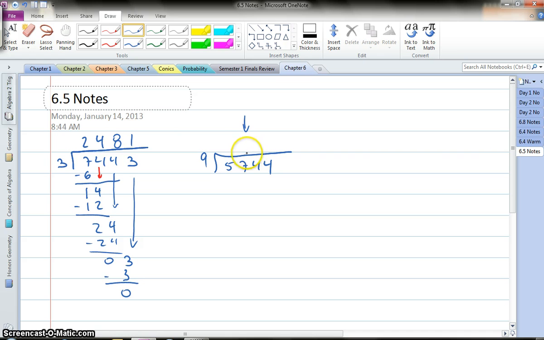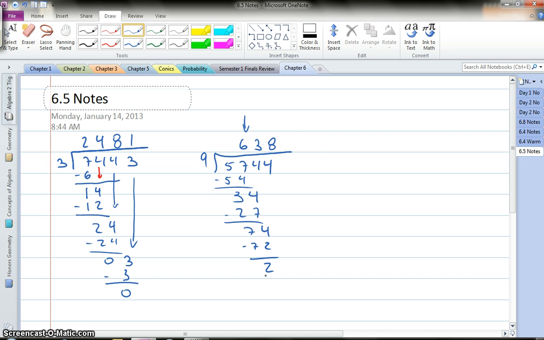9 goes into 57 6 times. 6 times 9 gives me 54. When you subtract, you get 3. Bring down your 4. 9 goes into 34 3 times. 3 times 9 gives me 27. Subtract, 7. Bring down your 4. 9 goes into 74 8 times. 8 times 9 gives me 72. I'm left with 2.